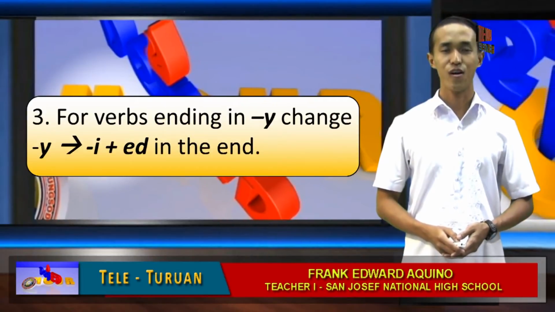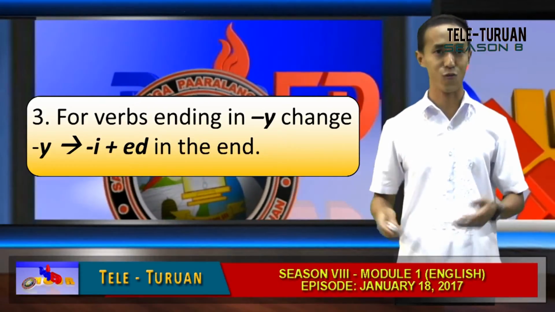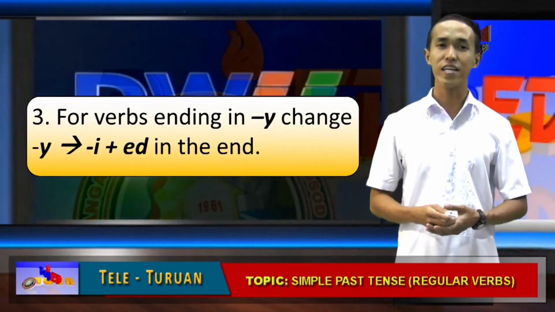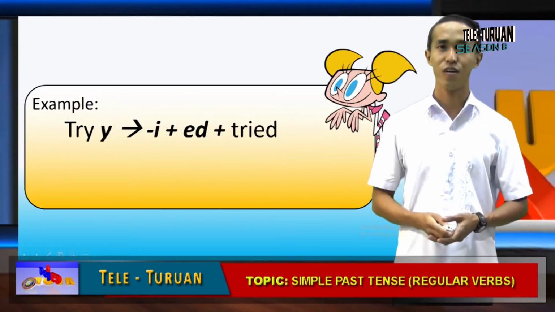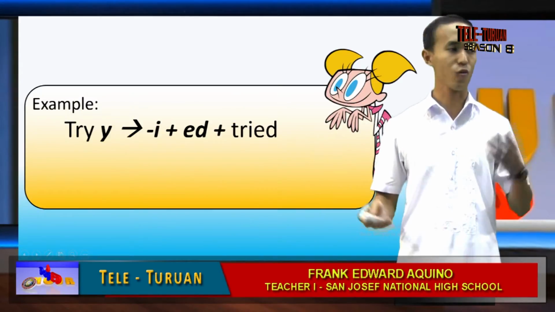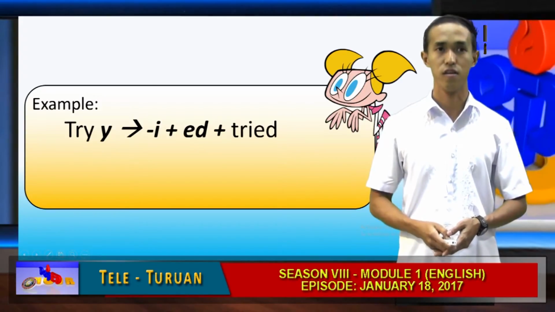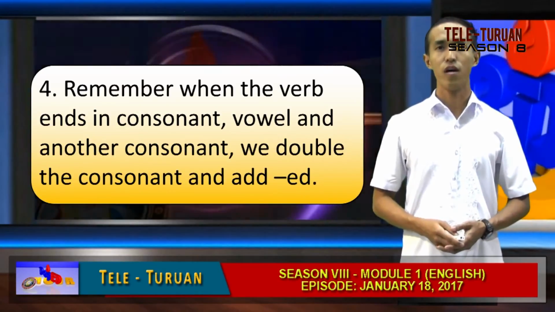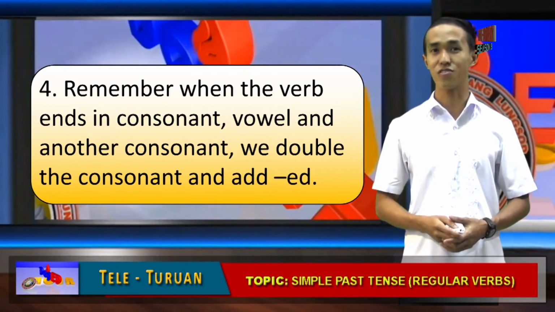Number 3, for verbs ending in y, we need to change y into i, then add ed at the end. So the word cry, y will be changed into i, then add ed so that we will have the word cried. Number 4, remember when the verb ends in consonant, vowel, and another consonant?